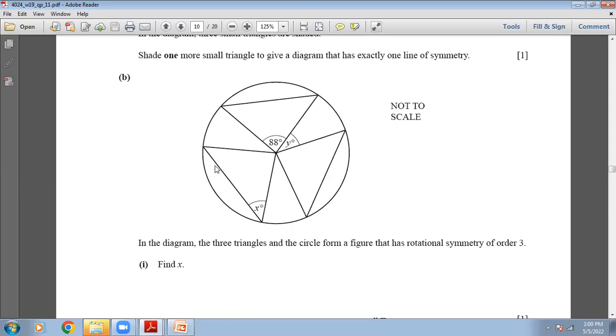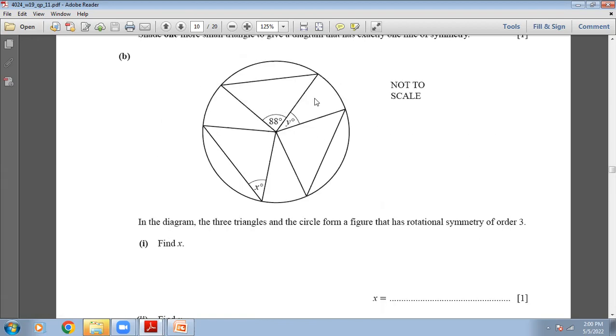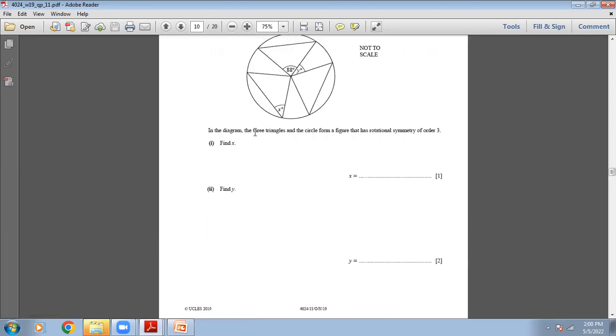So this is X, this will be also X because it's an isosceles triangle. This is radius. So it's an isosceles triangle. So this angle and this angle, they are the base angles. So they both will be X, and this will be 88. So 88 plus 2X will be equal to 180, an isosceles triangle, and we can find the value of X here. The other strategy for finding the angle Y will be 88 plus Y plus 88 plus Y plus 88 plus Y equals 360, because this whole angle will be 360. So that's the strategy for how you find the value of X and the value of Y.